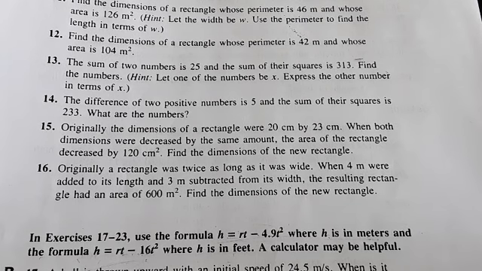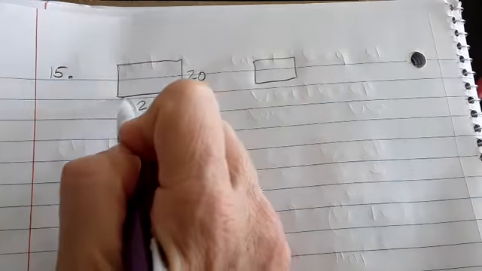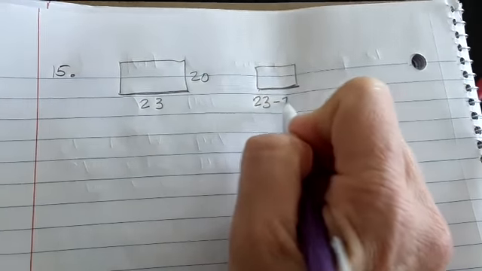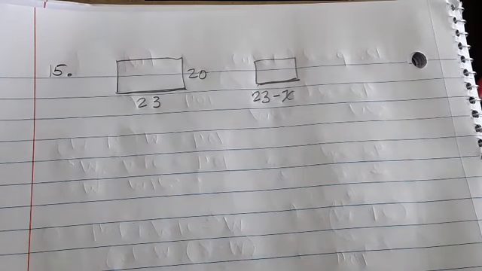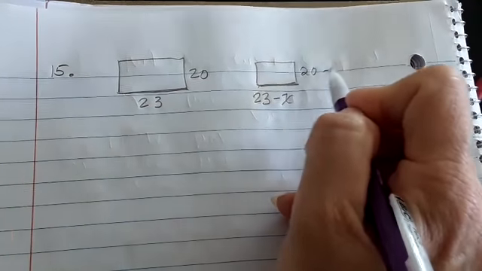So pay attention to what they're asking for. If we sketch out what's going on, here's our original rectangle. They give us those dimensions to be 20 by 23. Both length and width are decreased by the same amount, but we decided we'll use x to represent how much it's decreased by. So instead of 23 here, what is the new length? 23 minus whatever that value is. Now the 20 is decreased by the same amount, so how would you represent that?